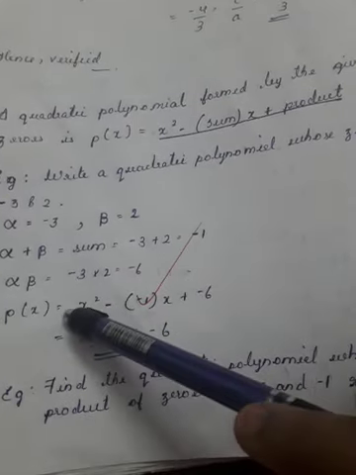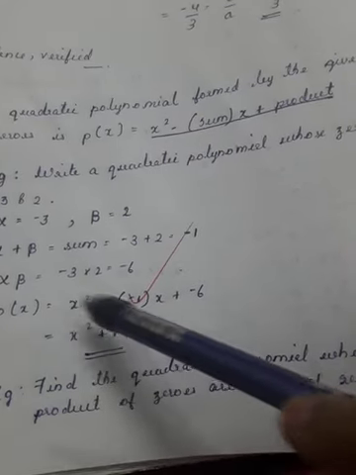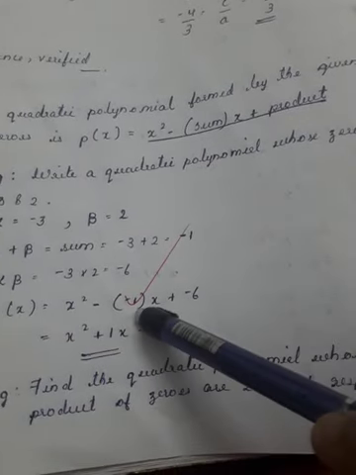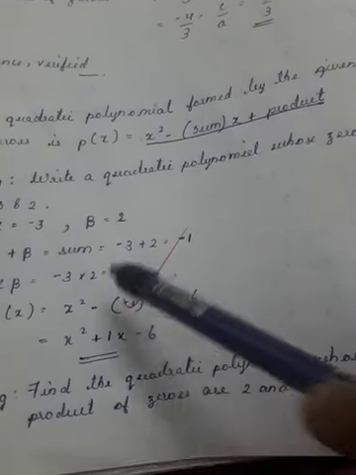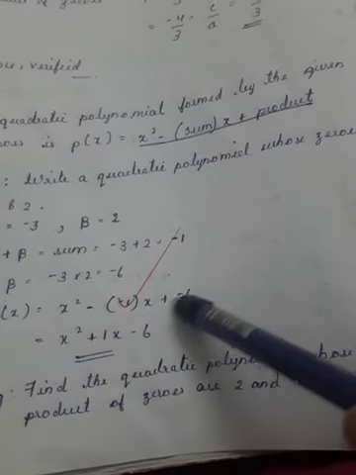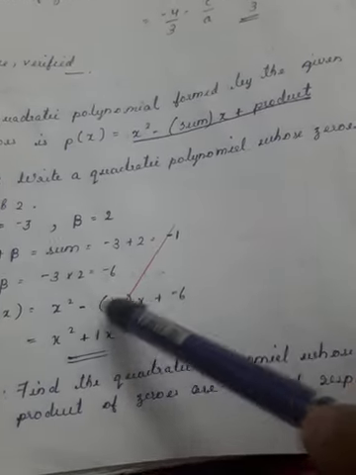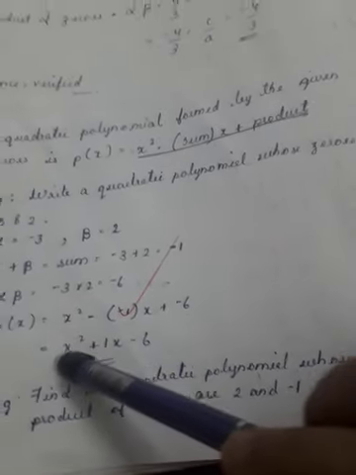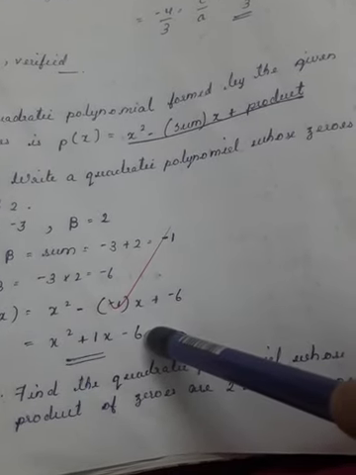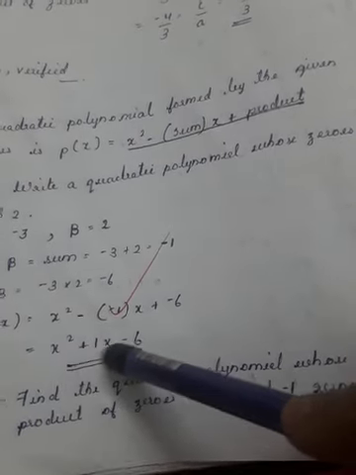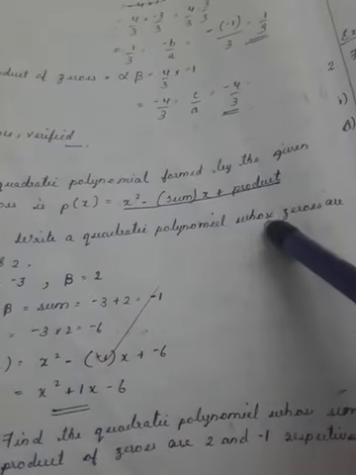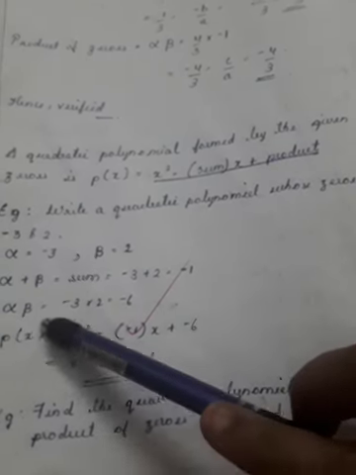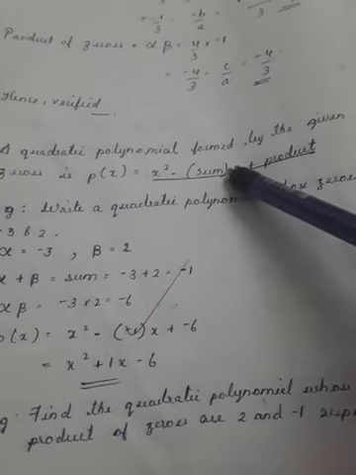So the quadratic polynomial p of x equals x square minus sum x. Here the sum is negative 1, so negative 1x, plus product, which is negative 6. Then we can just rearrange this. x square, negative into negative is positive 1x, then positive into negative is minus 6. So this is the quadratic polynomial: x square plus 1x minus 6. In this question they gave the zeros, so we should find the sum of the zeros and the product of the zeros and substitute that in this equation.